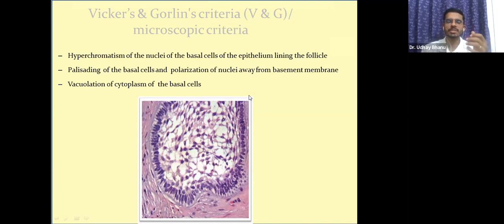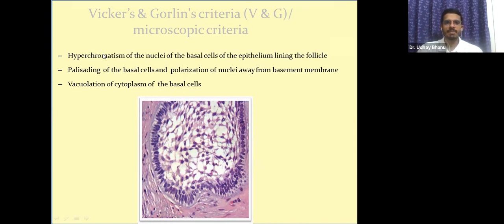Now, this is very important because you will see subsequently that there is a wide array of histological subtypes in ameloblastoma, which have different behavioral patterns. In each of them, in order to call it an ameloblastoma, at least one particular field in the microscope should show the features pertaining to Vickers and Gorlin's criteria. The Vickers and Gorlin's criteria are three in number.